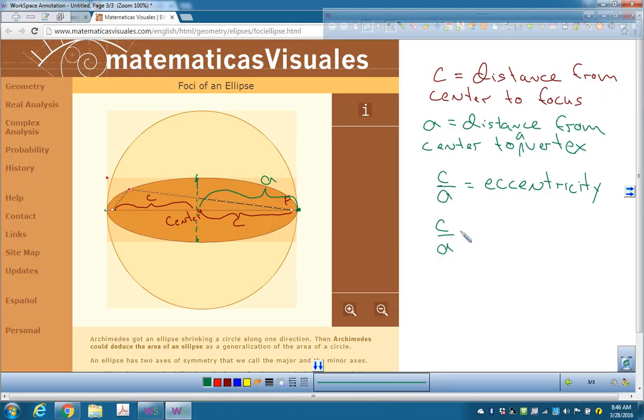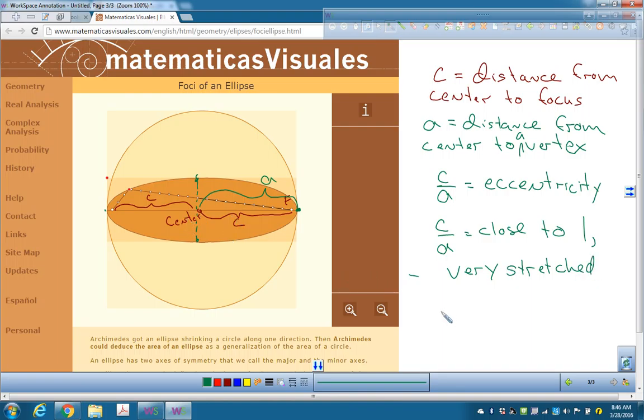So you can see if C over A is close to 1, then I get what shape? If C and A are very close to each other, then it's very stretched, very squished. What would you call that? Very stretched. I'm not sure what word you call it, but really squishy, you know.